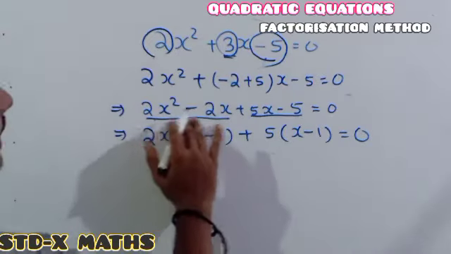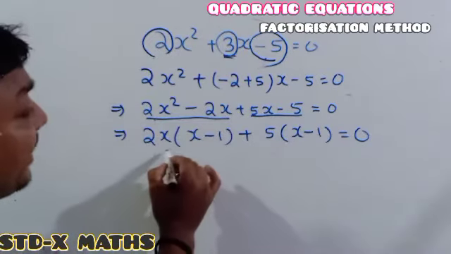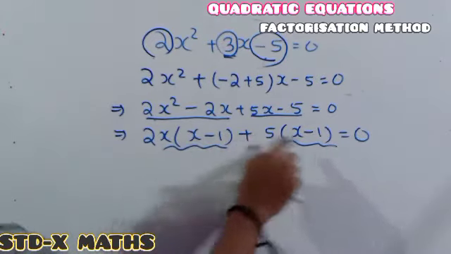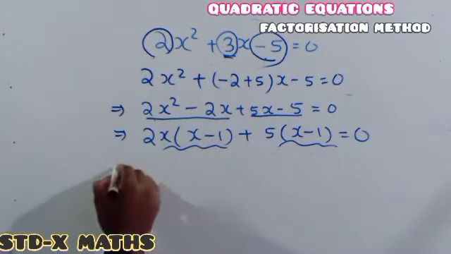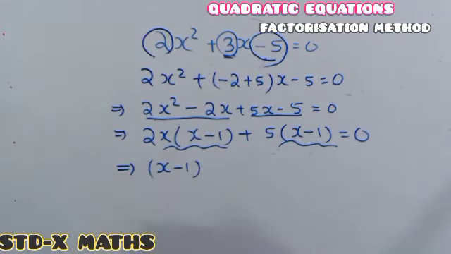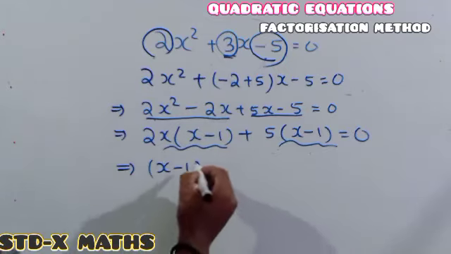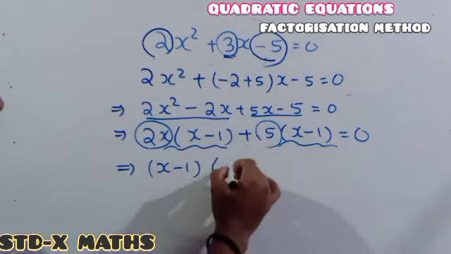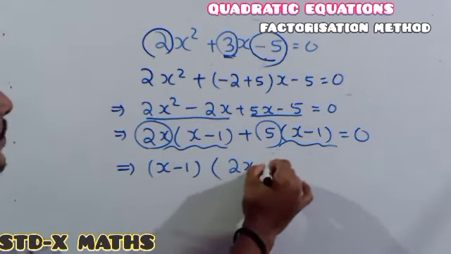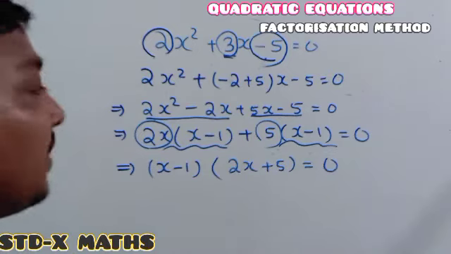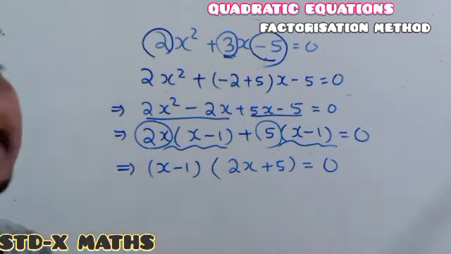Then after, the total of 4 terms has been reduced into 2 terms. And from the 2 terms, x minus 1 and x minus 1 is common. So by taking x minus 1 as the common factor, the non-common ones are 2x and 5. So here I am writing 2x plus 5 equal to 0. Got it perfectly? So it means the product of the 2 factors is 0.